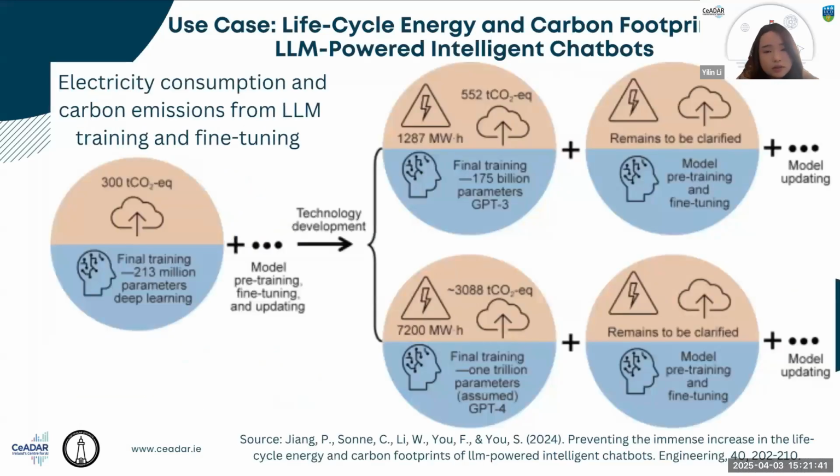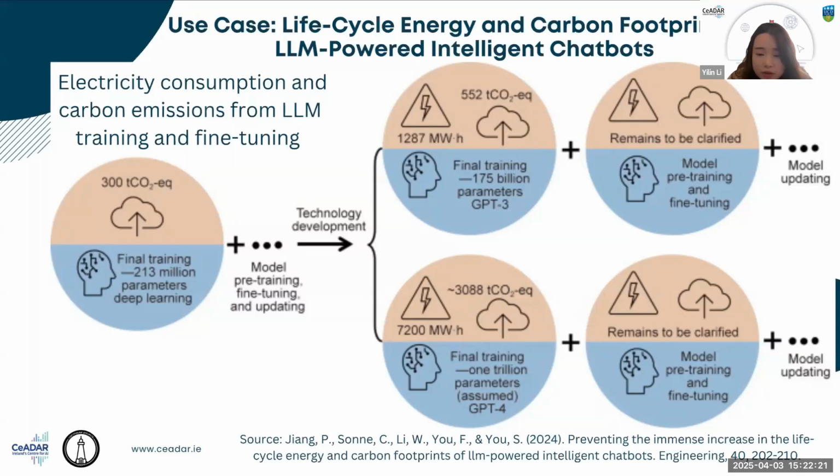So let's take a closer look at phase 6, training and fine-tuning the large language model. This phase is one of the most energy-intensive parts of the entire life cycle. The numbers here are massive. For example, training a small model with 200 million parameters creates about 300 tons of carbon emissions. That's like 125 flights between Beijing and New York.